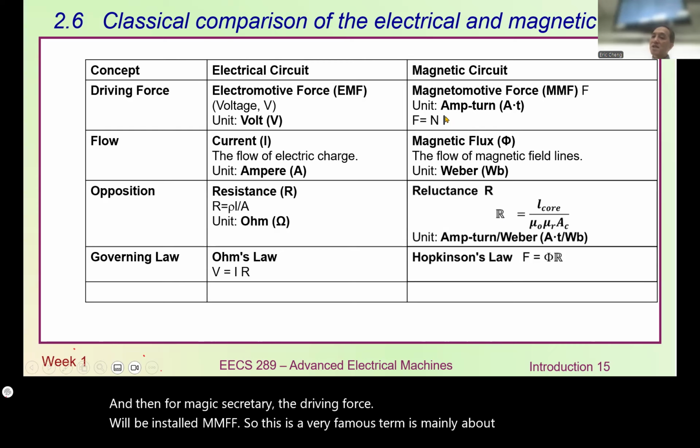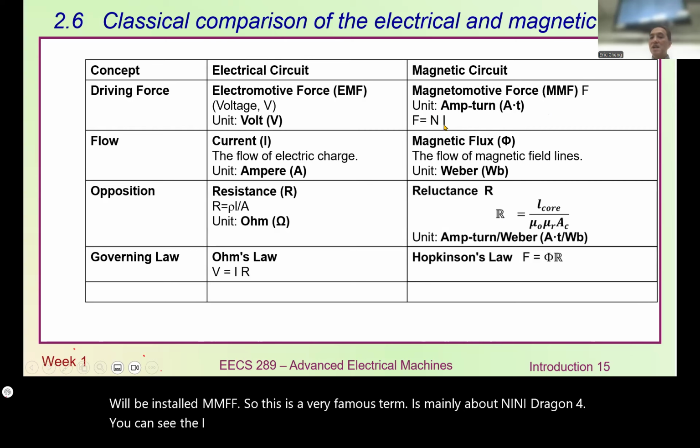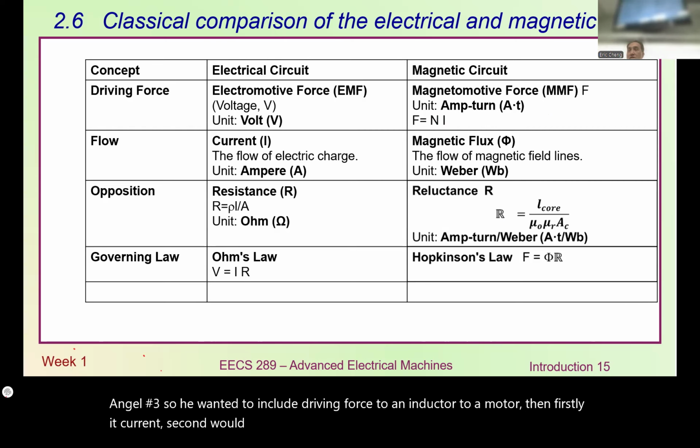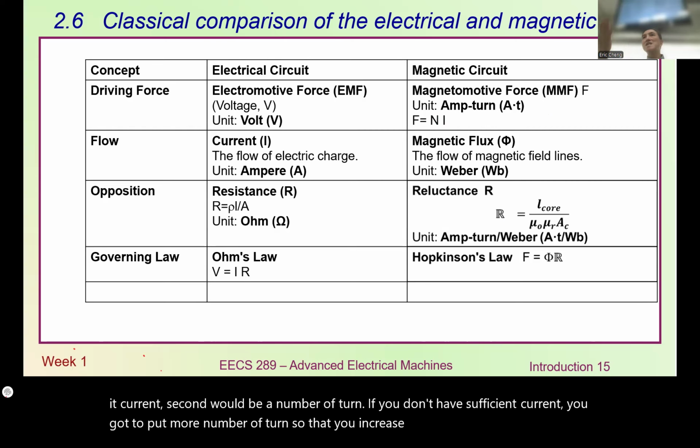Ni is the driving force, where I is the current and N is the number of turns. If you want to include the driving force for an inductor or a motor, firstly there is the current, and second the number of turns. If you don't have sufficient current, you have to put in more turns, so that you increase the flux linkage linking the magnetic core.